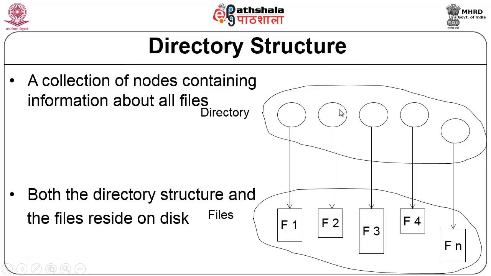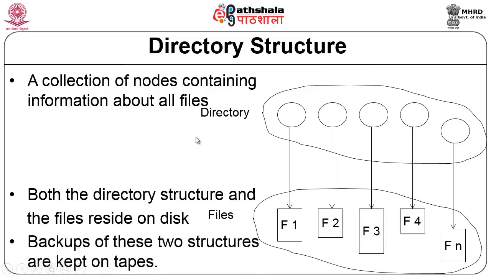Both the directory structure and the files reside on the disk. So, the disk has partitions, the partition has file systems, and the file system has different files, and information about files is stored in the directory structures. The backup of these two structures, the directory structures and the files, is kept on tapes.